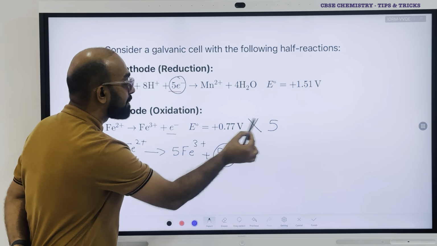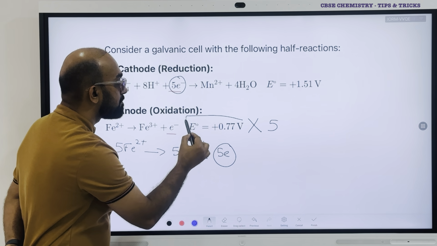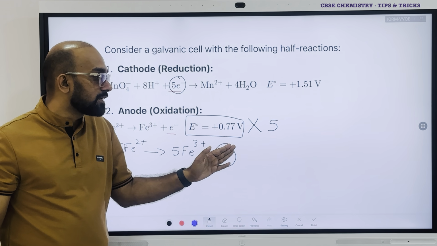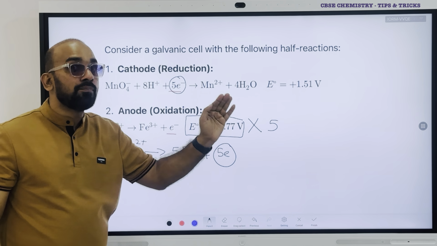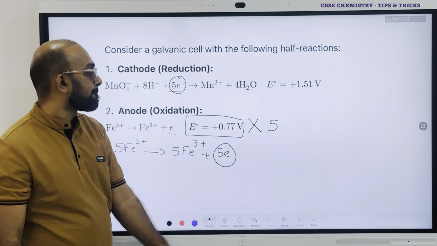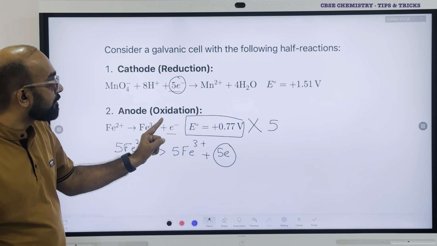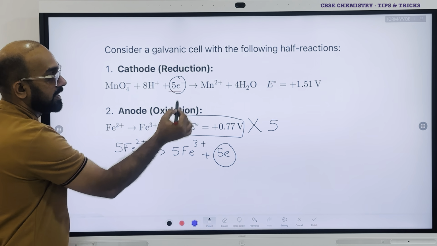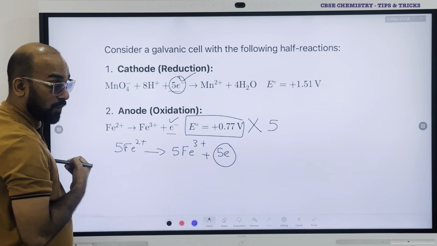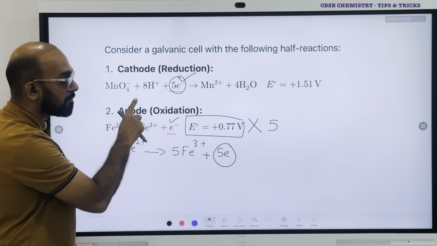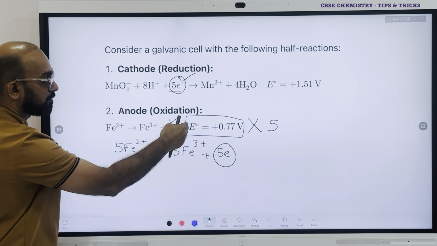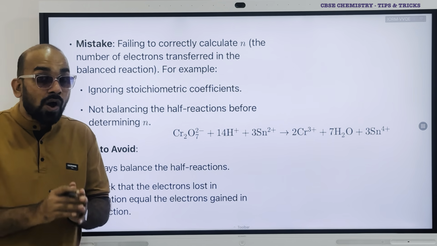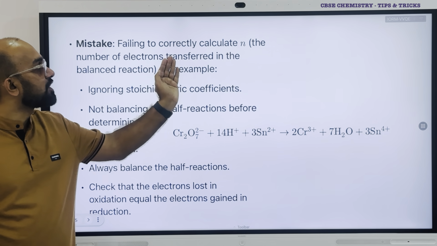Listen, when you multiply this equation with 5, don't multiply the E0 value with 5, okay? The E0 value is constant. Don't multiply that value with 5. You will be getting wrong answers. Remember it, okay? So this is how you can find the n value if the coefficients of electrons are different. Here you can see 5, here you can see 1. So you can use appropriate numbers for multiplying. Here I multiply the second equation with 5 and make the coefficient of electrons the same. Both become 5, right?